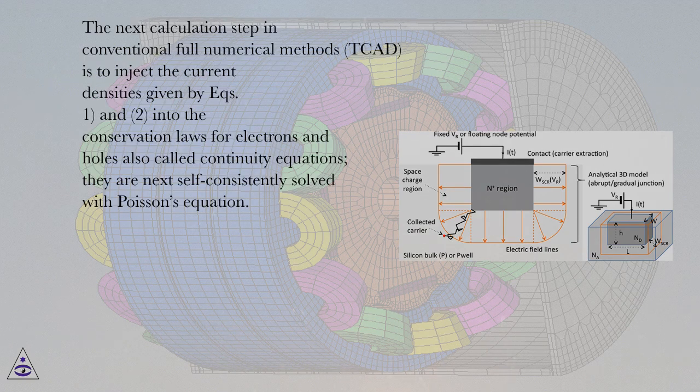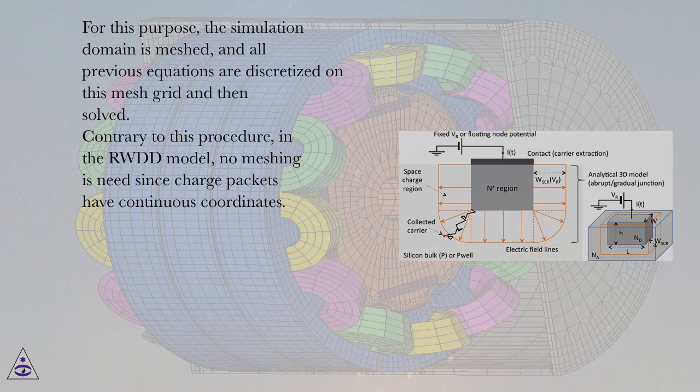The next calculation step in conventional full numerical methods, TCAD, is to inject the current densities given by Eq. 1 and 2 into the conservation laws for electrons and holes, also called continuity equations. They are next self-consistently solved with Poisson's equation. For this purpose, the simulation domain is meshed, and all previous equations are discretized on this mesh grid and then solved. Contrary to this procedure, in the RWDD model, no meshing is needed since charge packets have continuous coordinates.